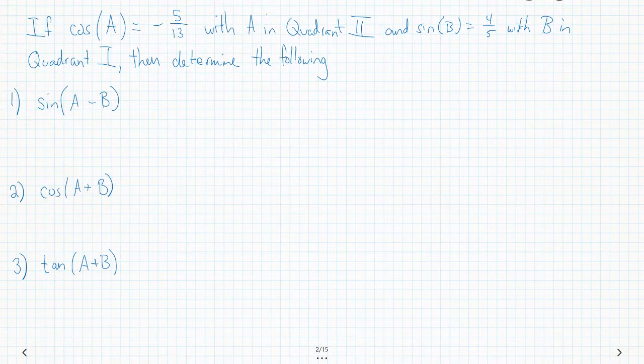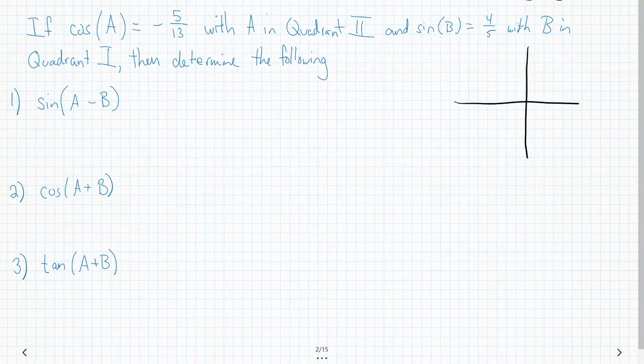And so we'll see a lot of these formulas pop out in terms of what's going on. So if we have the cosine of A is equal to -5/13 with A in quadrant 2, that's going to be important there, and sine of B equals 4/5 with B in quadrant 1, then determine the following. So first off, before we even go about trying to solve this stuff, you have formulas for this. Let's actually try and work out what this thing looks like.